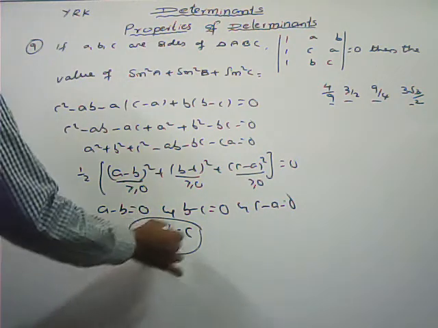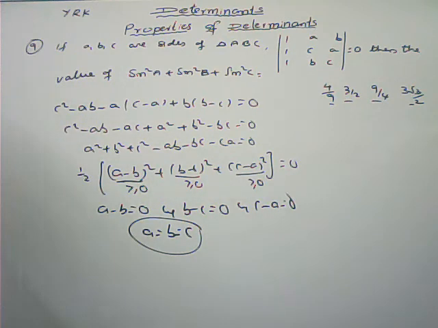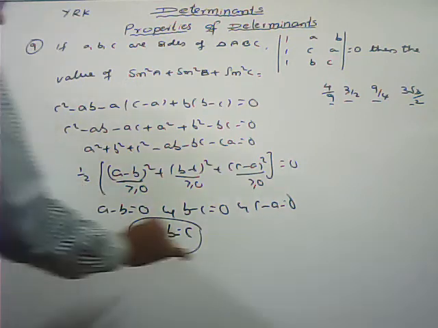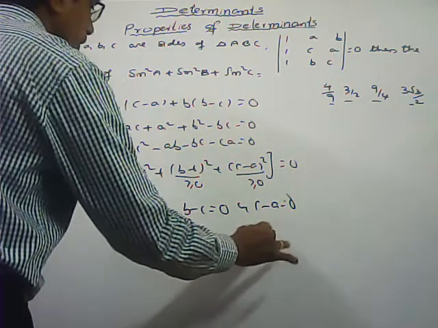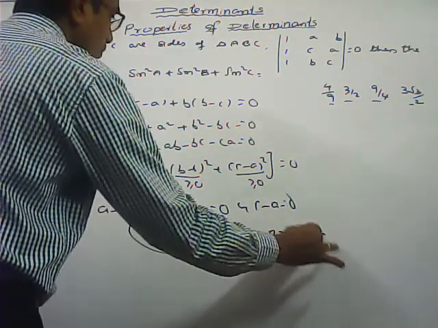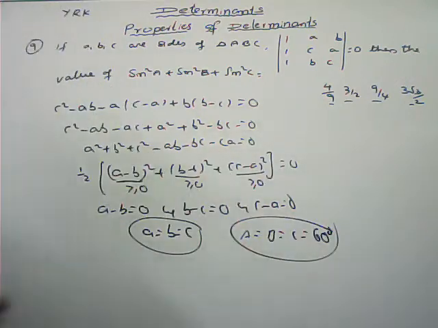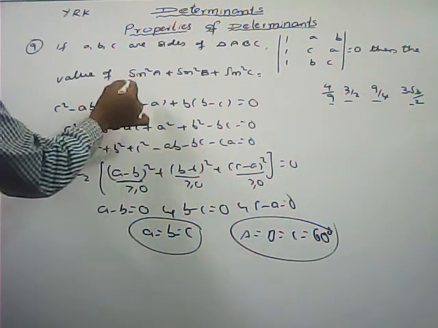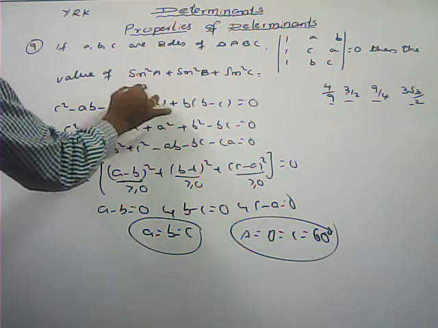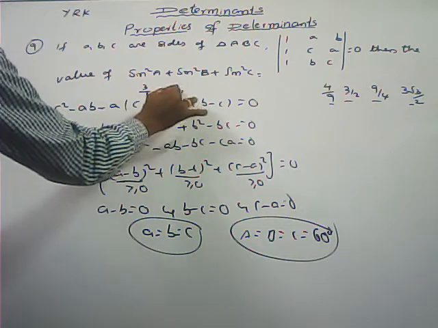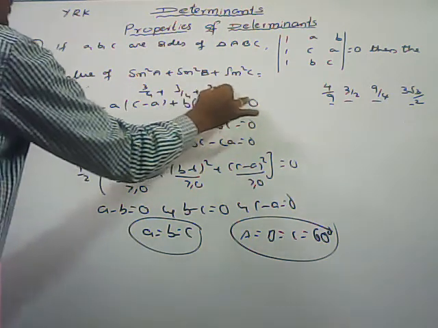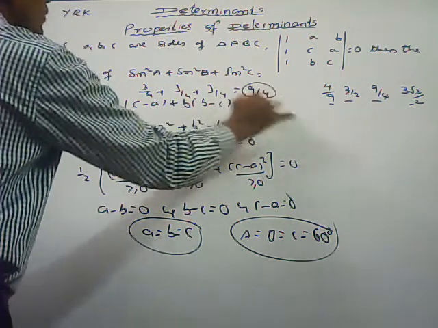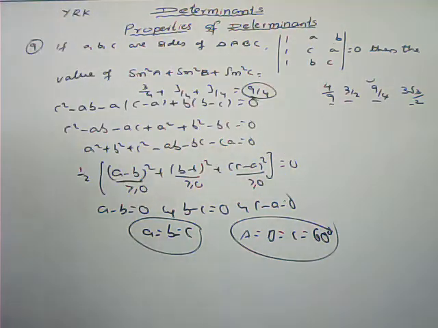Now, if all the three sides are equal, then what about the triangle? Equilateral triangle. If it is an equilateral triangle, what about the angle at each vertex? That is equal to 60 degrees. So all the angles are equal, every angle equals 60. Sin 60 value is root 3 by 2, sin square 60 is 3 by 4, plus 3 by 4 plus 3 by 4, that is equal to 9 by 4. So the third option is the correct one.